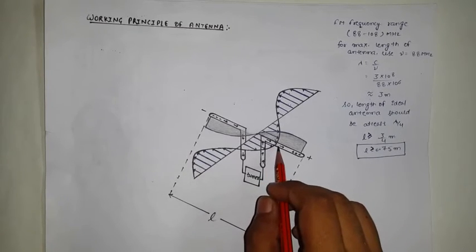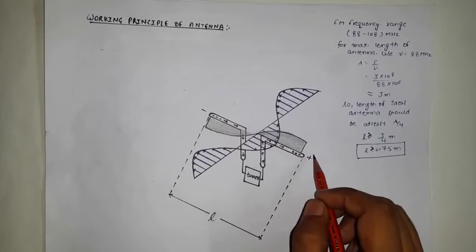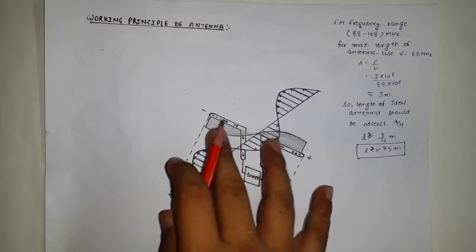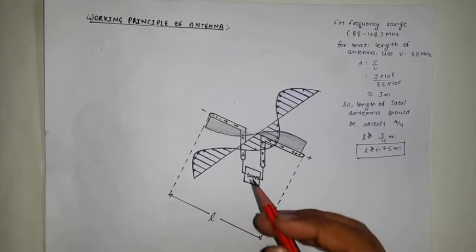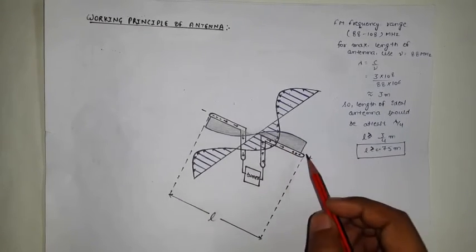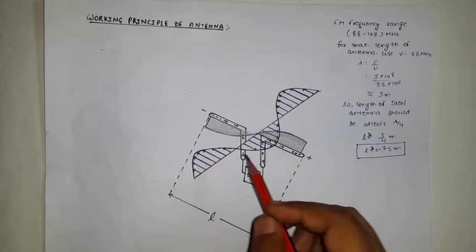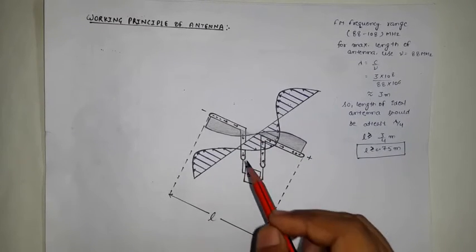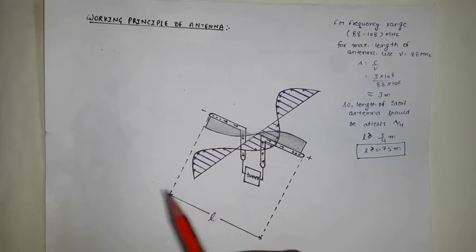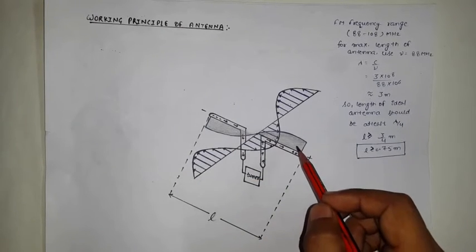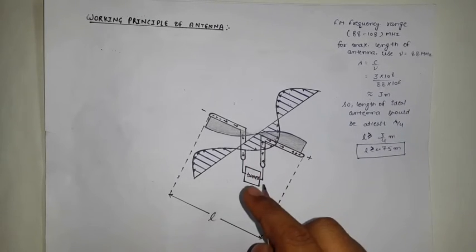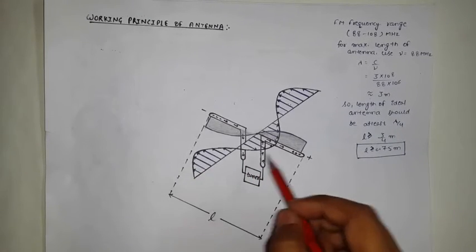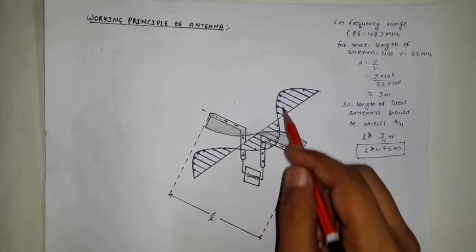When the amplitude is maximum here, positive charge and negative charge will be developed across these ends, and the voltage developed will be maximum. As the wave passes through it, the voltage decreases and becomes zero at this point, and the same will occur for this side. So we get a voltage in the antenna having the same frequency as the parent wave.